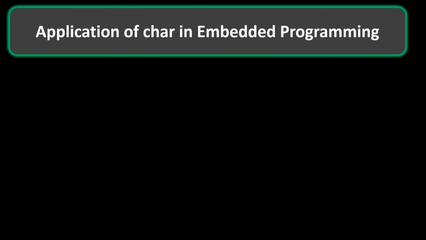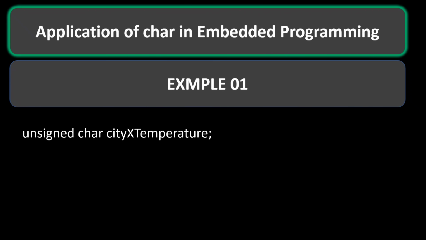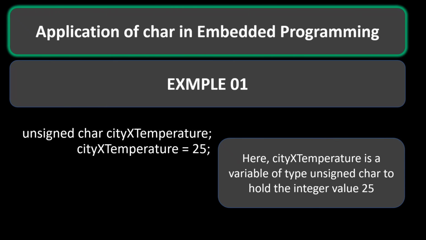Now, application of char in an embedded program. Here, CTX temperature is a variable of type unsigned char to hold the integer value of 25. This one is the definition of the variable, and now we are storing 25 inside CTX temperature. We are creating a variable CTX temperature of type unsigned char.